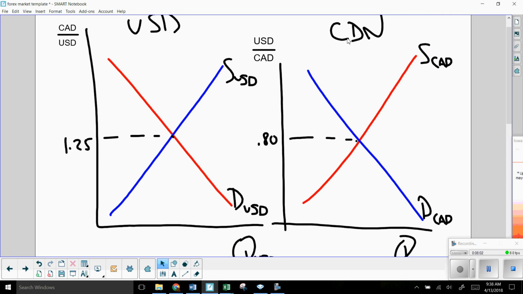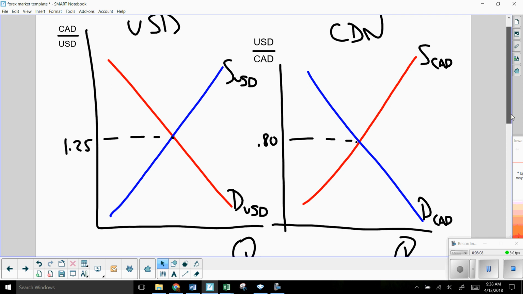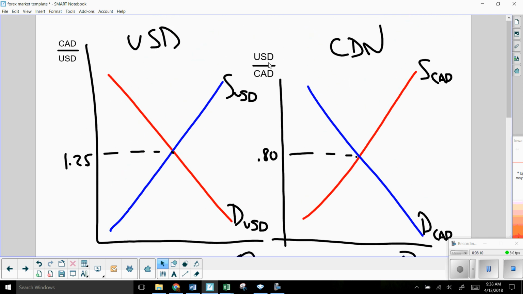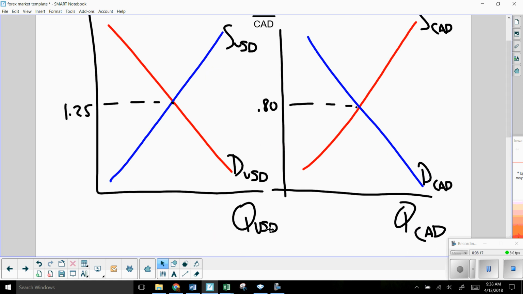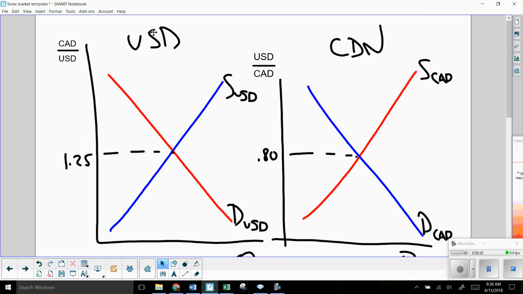We're going to have the market for US dollars and the market for Canadian dollars over here. Just like in the market for apples or bananas, you would have the market for apples up here, and then down at the bottom you would have quantity of apples, and you would have demand for apples and supply of apples. All of that is the same. So this matches this, matches this, matches the title at the top.